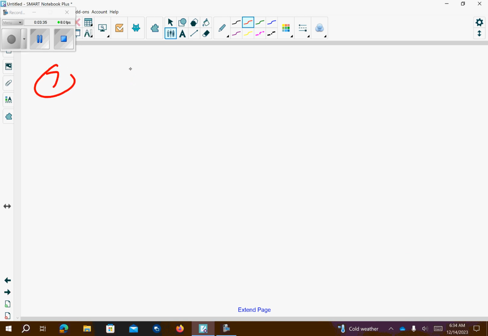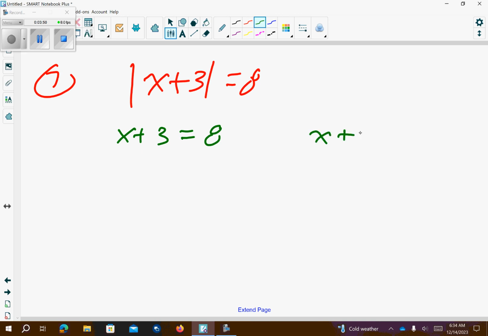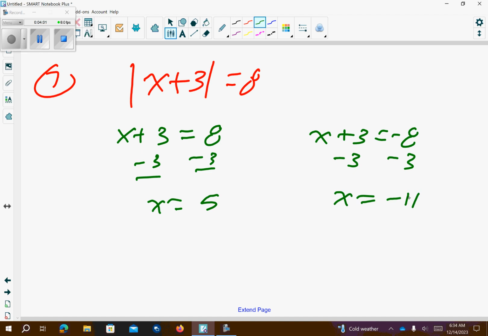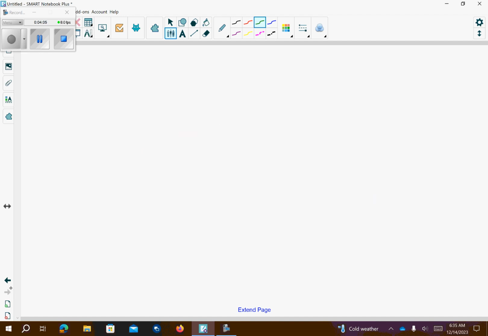You get the absolute value of x plus 3 is equal to 8. Okay, so a couple ways we could do this problem, but a real quick simplistic way is just make 2 problems out of it. Have it equal positive 8, have it equal negative 8. Notice I dropped the absolute value signs. Subtract 3 from both sides, so x is going to be equal to 5. Subtract 3 from both sides, so x is equal to negative 11. And you should be able to find those 2 answers.